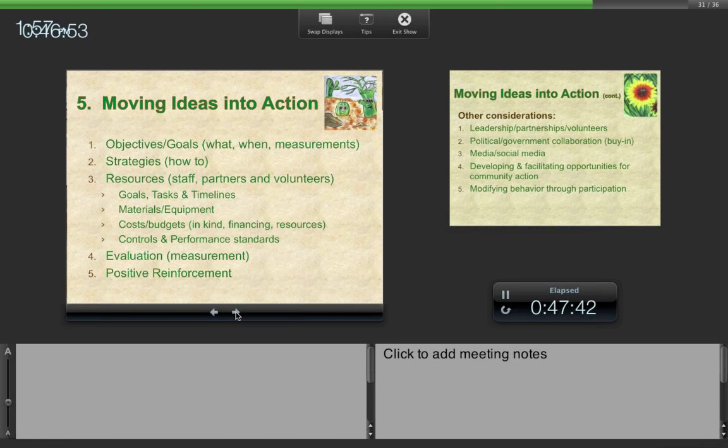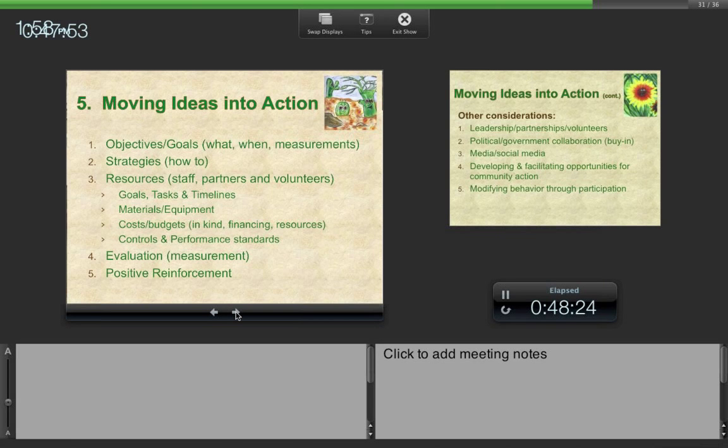Also controls and performance standards. When we're developing programs, we try to implement controls and performance standards. What are we trying to do? Where is this going to go? Is this going to evolve? Is this event going to evolve into a sustainable program versus a one-time event? Again, evaluation and positive reinforcement for all that have participated in the planning and the development and the implementation of a program.